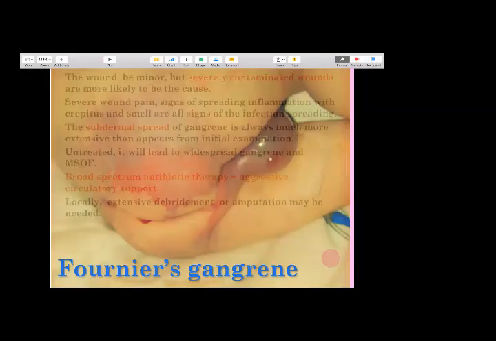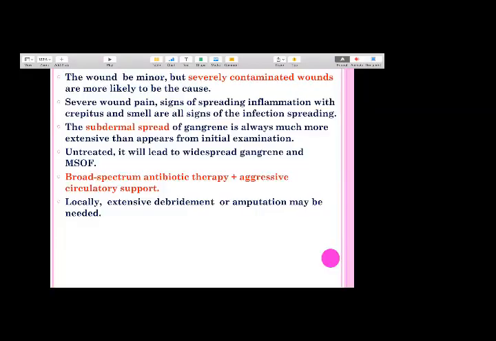Patients are usually immunocompromised, for example diabetes mellitus patients. The wound would be minor, but severely contaminated, and those are more likely to be the cause. There's severe wound pain. Signs of spreading inflammation can be seen, and obviously gas can develop, along with smell, and the rest of them are all the signs that are seen of this.